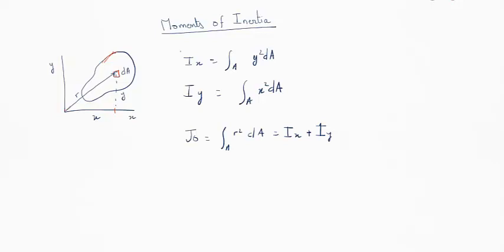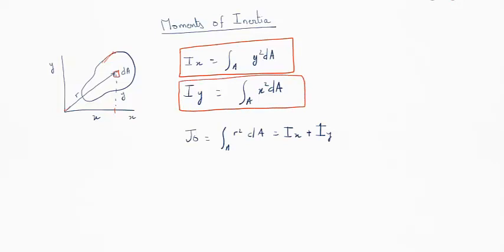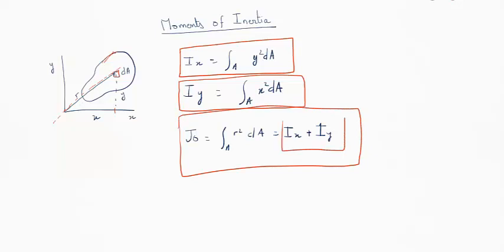Now the moment of inertia about the x-axis is simply the integral over the area of y squared dA. These are basically just equations. The moment of inertia about the y-axis is the integral over A of x squared dA, and the moment about this axis over here, which is the r, is the integral over A of r squared dA. Now this basically is Ix plus Iy, because they're perpendicular.